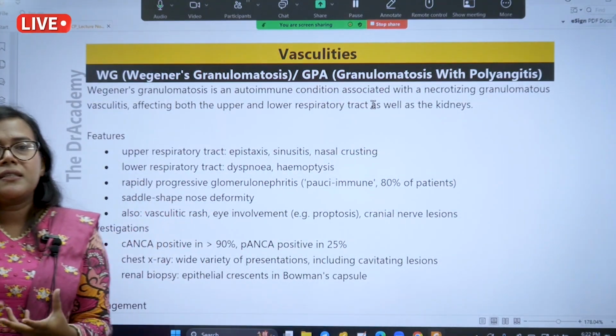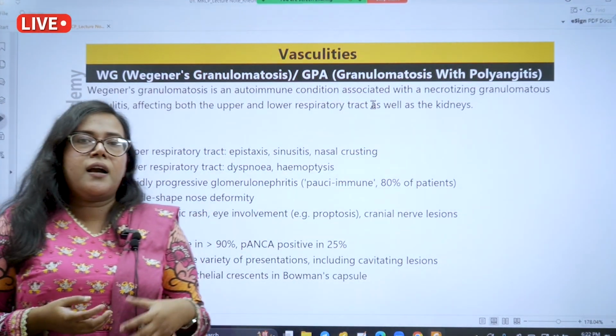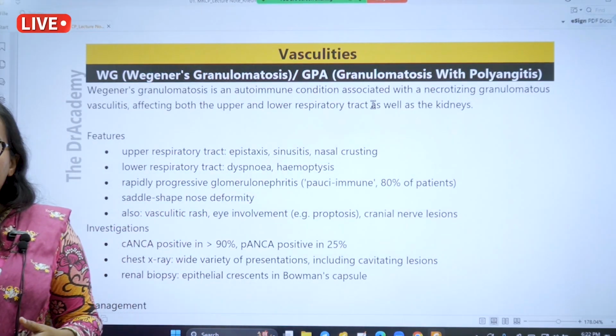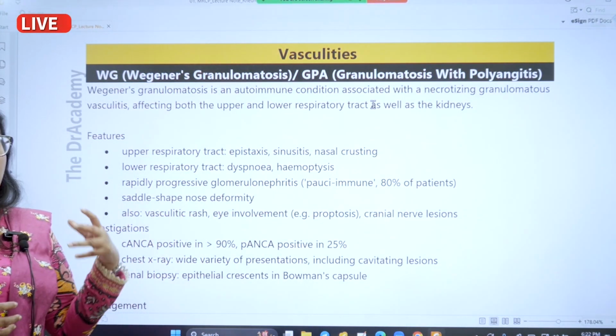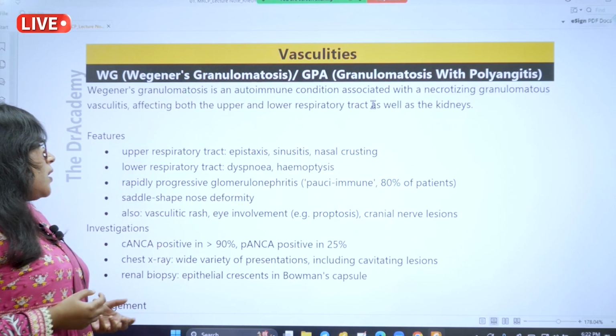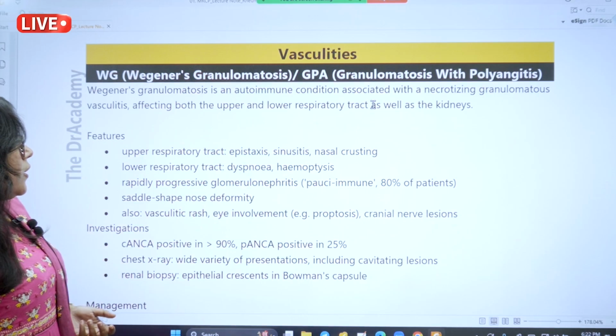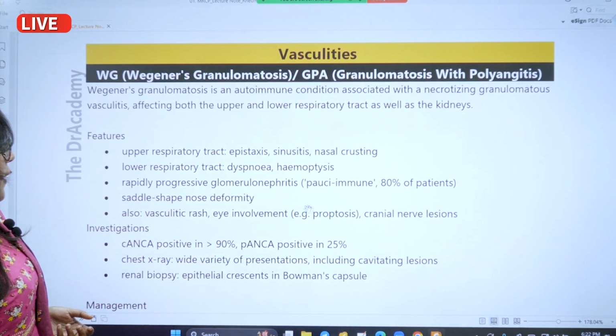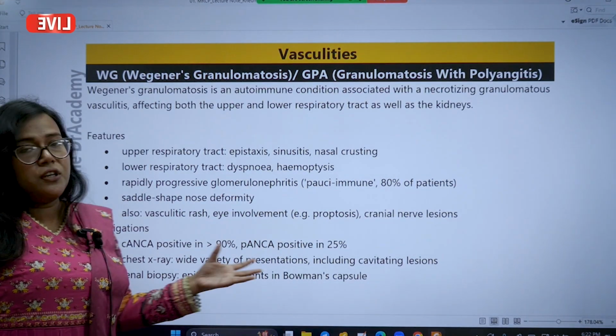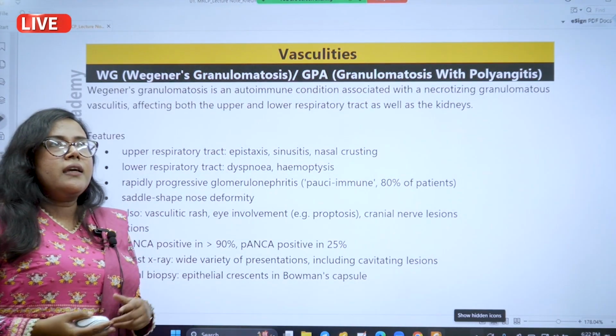So that's why multi-system presentation can take place, either in the form of skin rash or joint pain. Sometimes it can cause some cranial nerve palsies as well. It can also cause sensorineural deafness if it involves the 8th cranial nerve. And eye involvement such as proptosis, and cranial nerve lesions can be commonly seen.